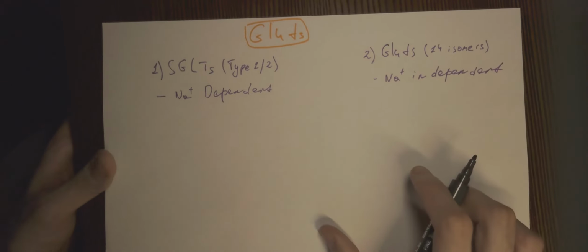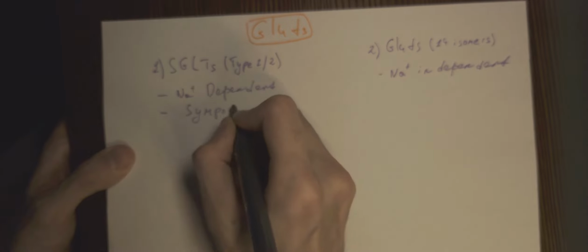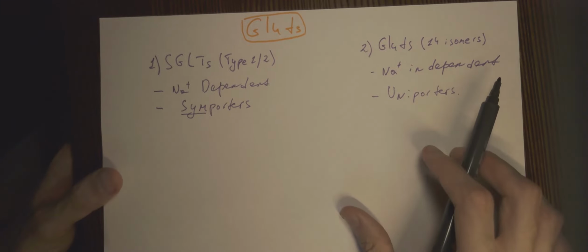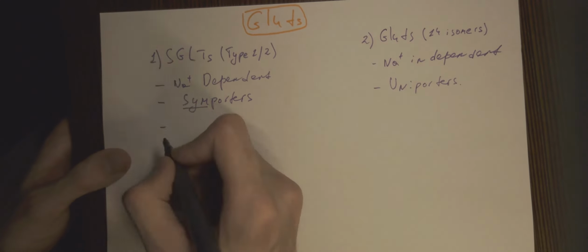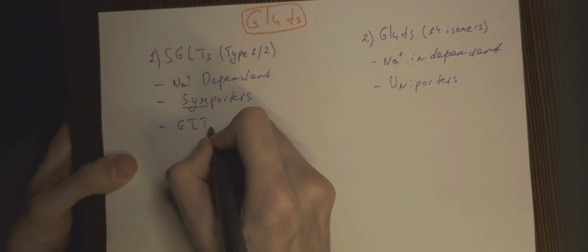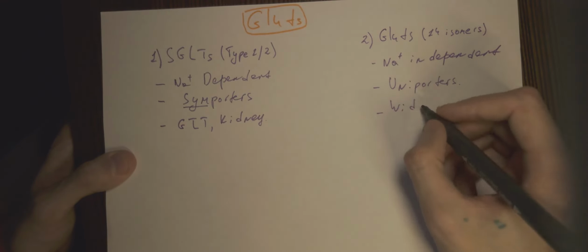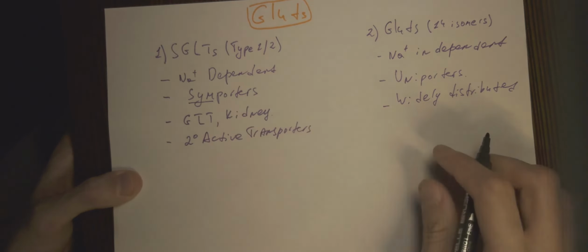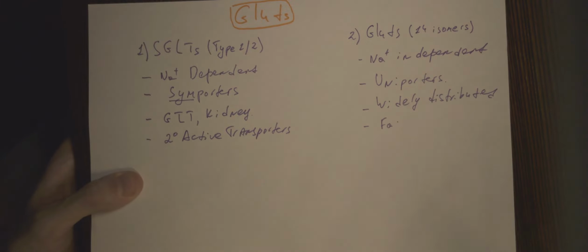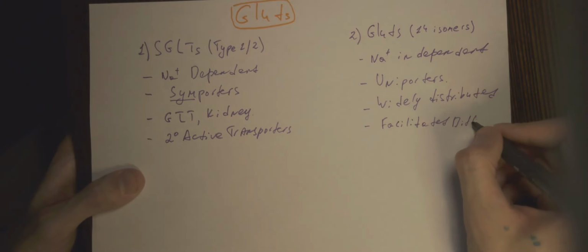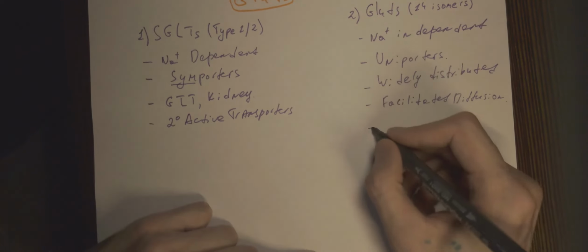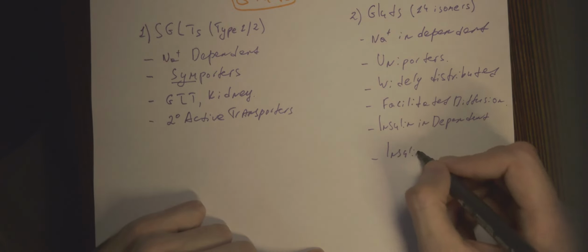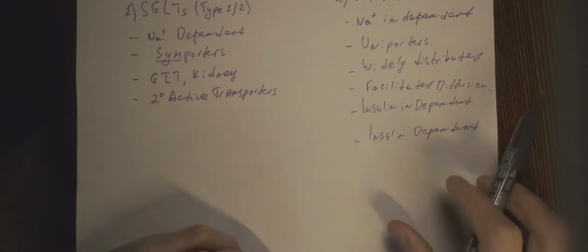Some interesting facts. Sodium glucose linked transporters are sodium dependent, are examples of symporters, and are primarily located inside the gastrointestinal tract and kidneys. And those are examples of secondary active transporters. Whereas GLUTs are sodium independent, are examples of uniporters, are widely distributed all over the body, and are responsible for facilitated diffusion. We can subdivide glucose transporters into two subcategories: insulin independent and insulin dependent.